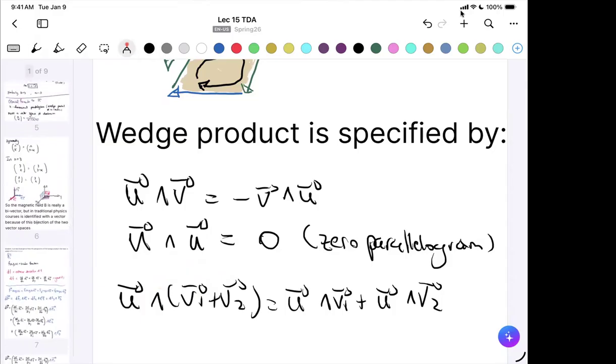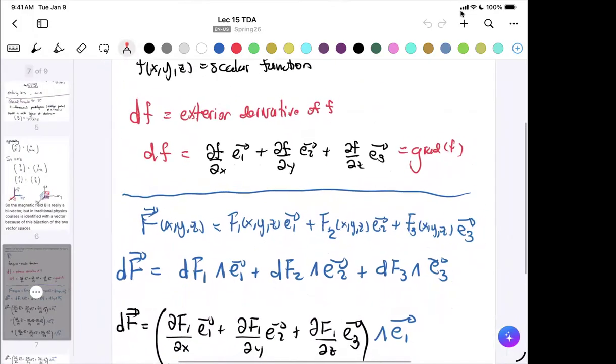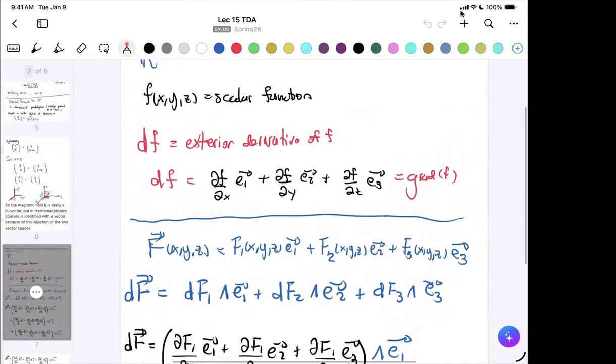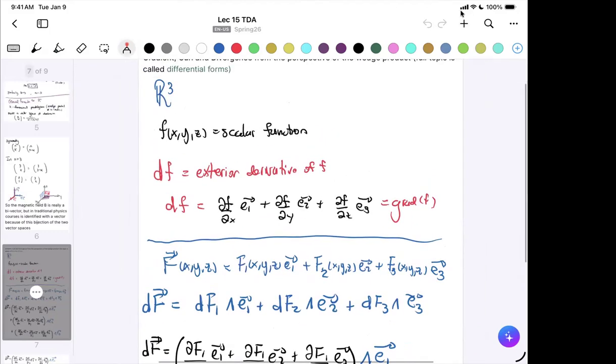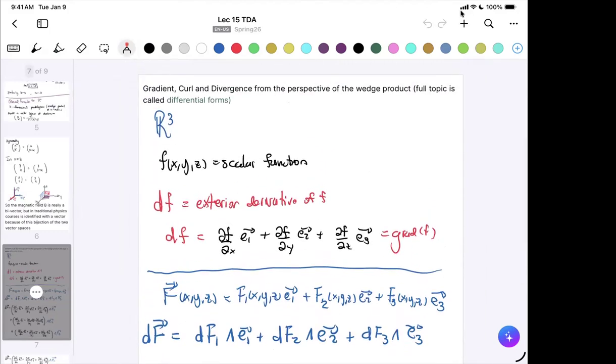Now, really the fun part, what makes this a very interesting construction, is that you can summarize everything that you learned from Calc 3 using the wedge product. It is a very fun thing to do because then you don't have to memorize anything, which is always nice. This is what goes under the name of exterior derivatives or differential forms, but I'll just give you the concrete way to think about this.